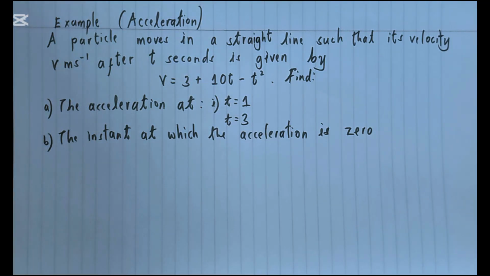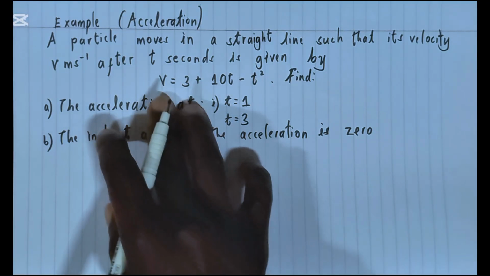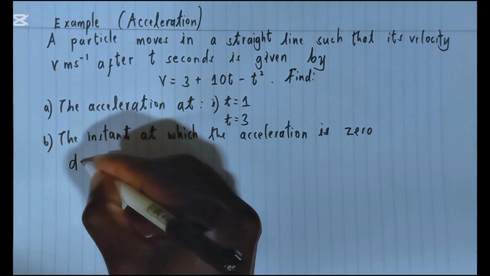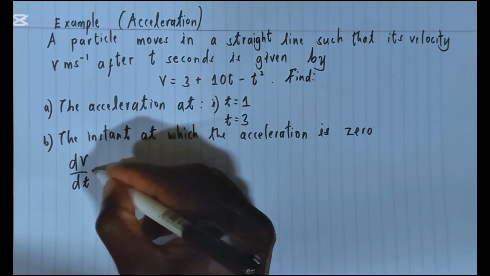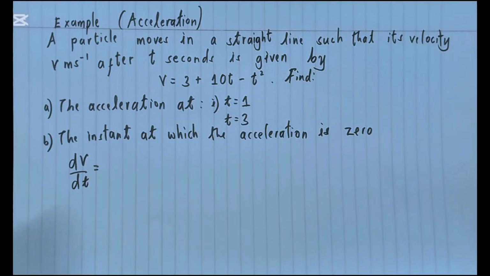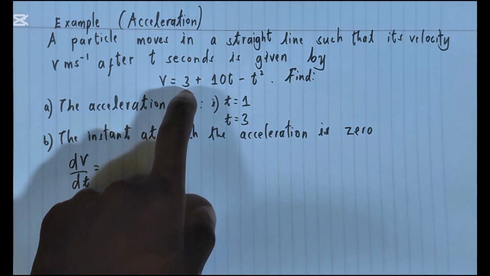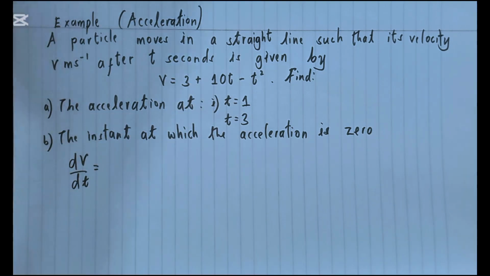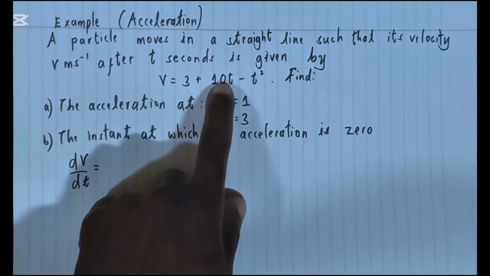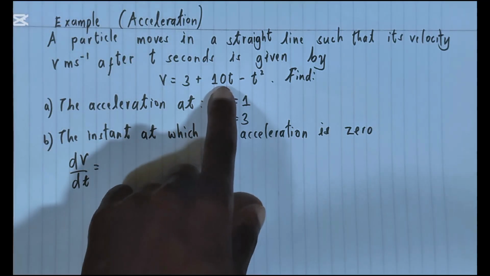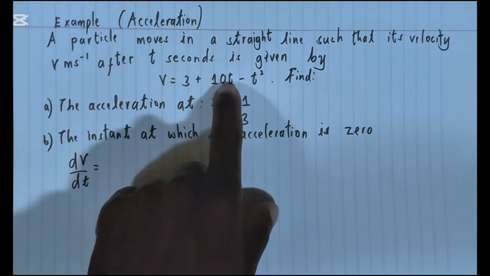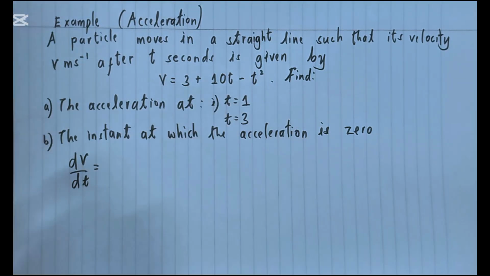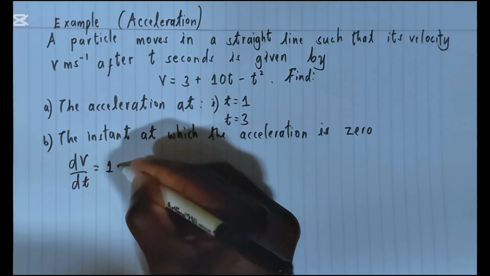To solve this problem, we first find the derivative of our velocity with respect to t. So dv over dt is equal to, first, 3, which is a constant. The derivative of a constant will always be 0, so we won't write it here. Then we consider the second term, 10t. The derivative of 10t is 1, the index of t, times 10, and that will be 10.